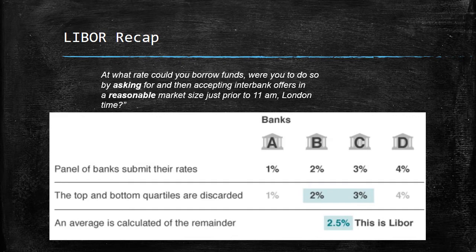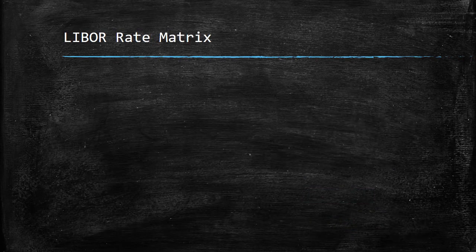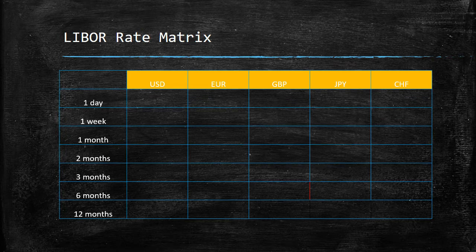Once these submissions are done, the top and the bottom quartiles are discarded and an average is calculated for the remainder. So in this example, 2.5 is the LIBOR rate. And we also saw in the earlier video, there's a matrix. So we have LIBOR USD, LIBOR Euro, LIBOR GBP, and we have rates for each of the maturities. So you can say that the LIBOR rate for USD 3 months is 3%, or Euro 1 week is 2%, and so on. So as per this matrix, the LIBOR rates are published.